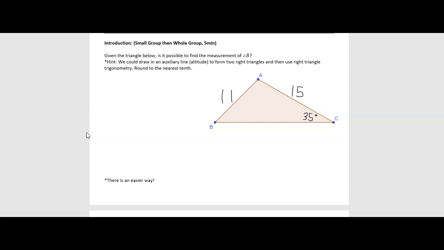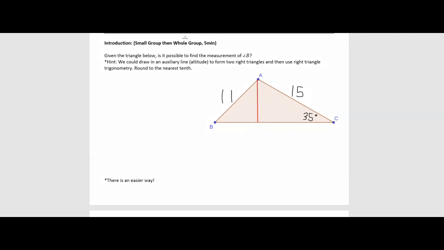I think we may have done one problem that didn't have a right angle in it, but basically we've only done trigonometry with right triangles. So the hint is, can we turn this into a right triangle? Well, we could draw an altitude to form two right triangles and then use right triangle trigonometry to find different side lengths.